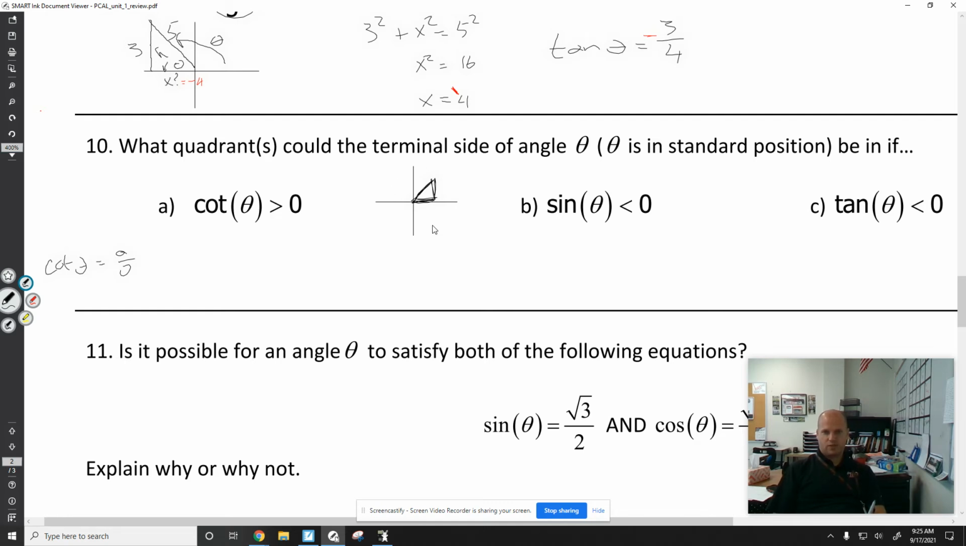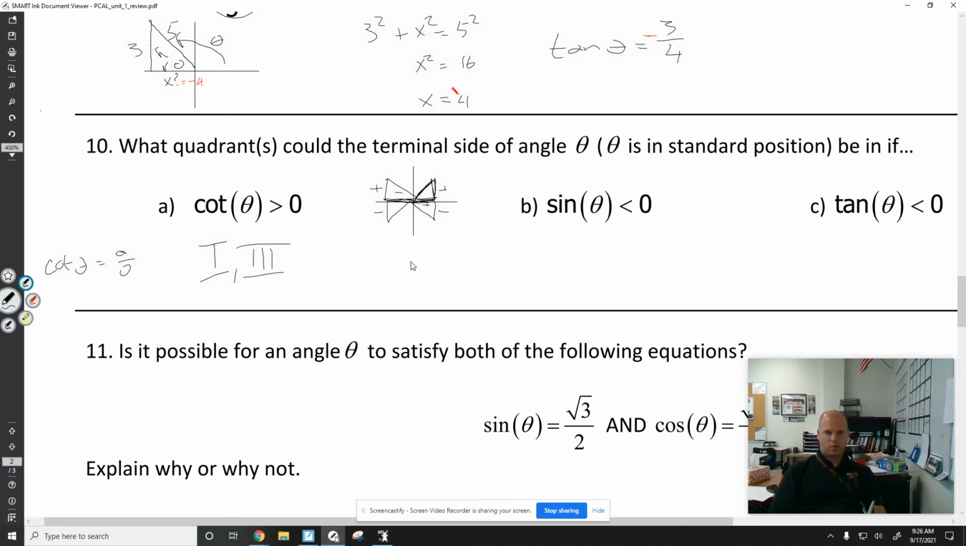If your signs are different, then when you divide the two, like here, adjacent's negative, opposite is still positive. Here, positive, positive. Here, adjacent's negative, but opposite's negative. Here, adjacent's positive, opposite is negative. So we need the signs to be the same. So this is the first quadrant and the third quadrant.